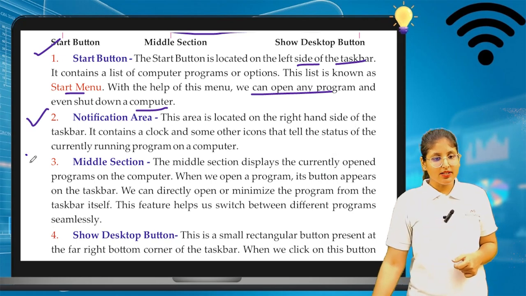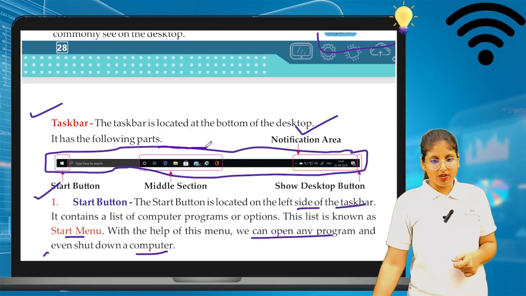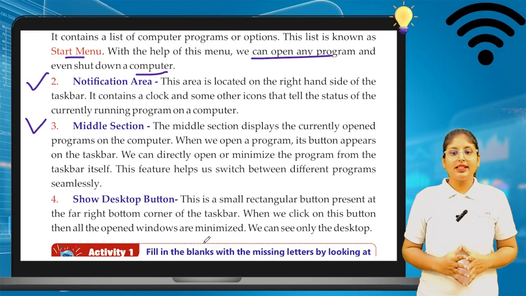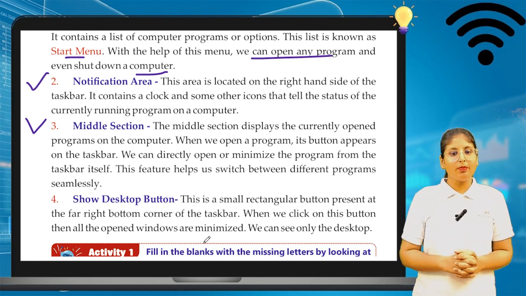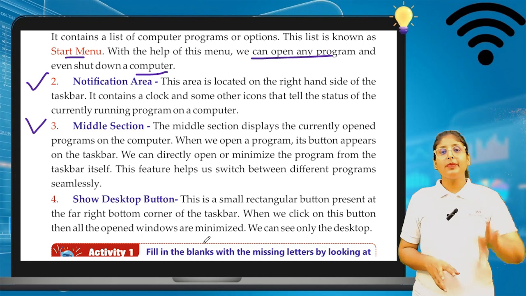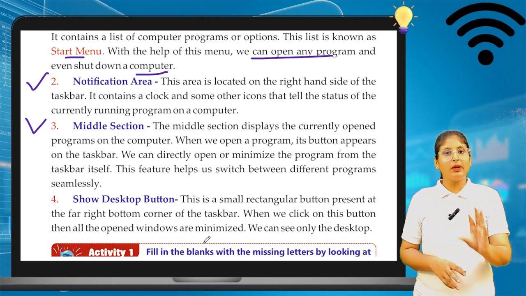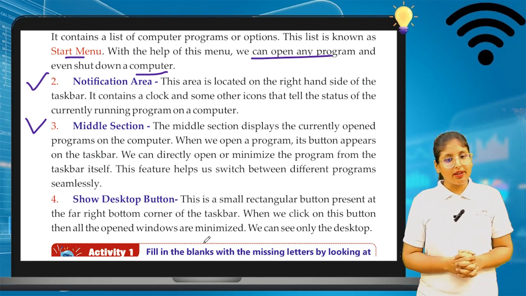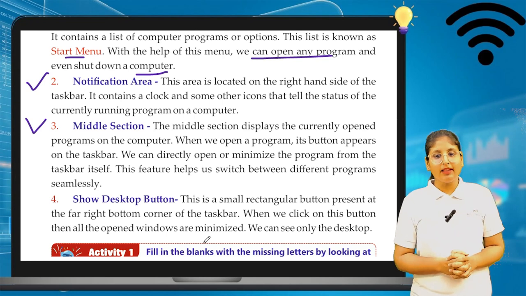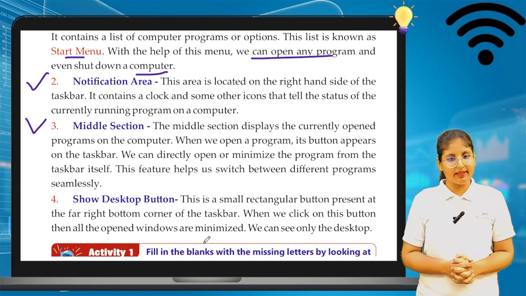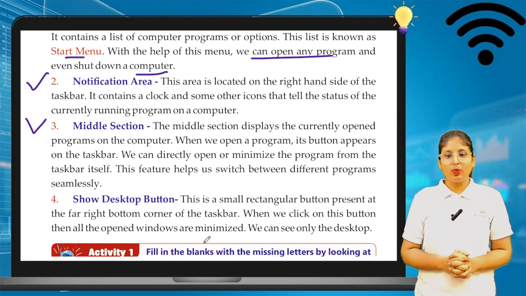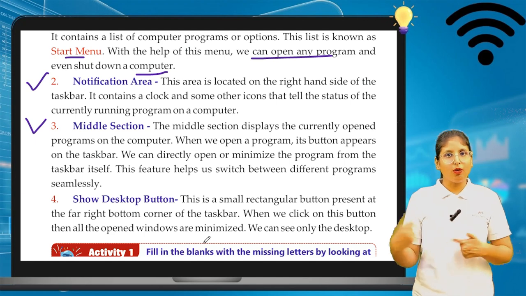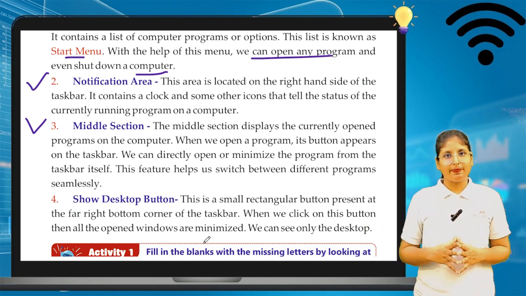Next, the middle section. This one, the purple one, is the middle section. The middle section displays the currently open programs on the computer. The programs that are open in the computer are visible in the middle of the taskbar. When we open a program, its button appears on the taskbar. We can directly open or minimize the program from the taskbar itself. This feature helps us to switch between different programs seamlessly. So we can switch, minimize and maximize any programs in the middle section.